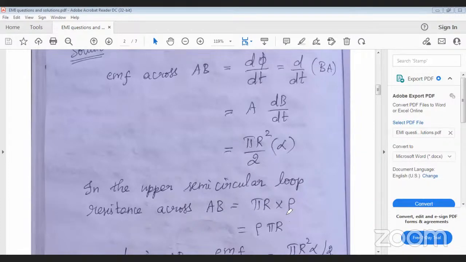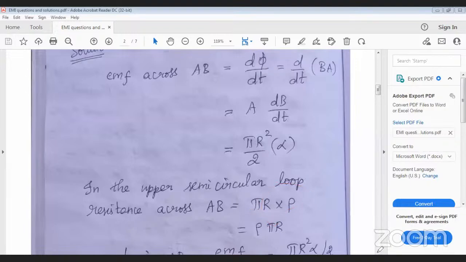So resistance per unit length rho multiplied by the length of the loop. Length of the loop means half of the circumference. 2 pi r is the total circumference of the loop, and when you divide it by 2, you will be getting pi r, so it is rho pi r. It is nothing but the resistance across AB for the upper semicircular loop we are discussing now, that is rho pi r.